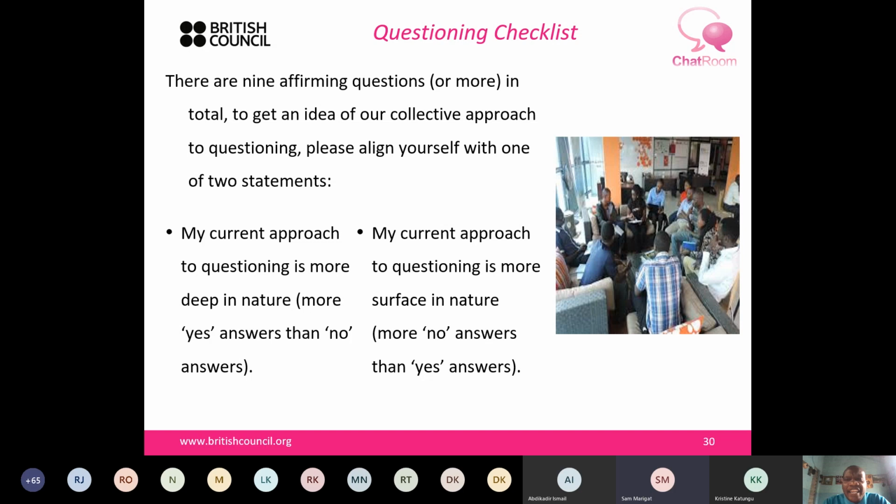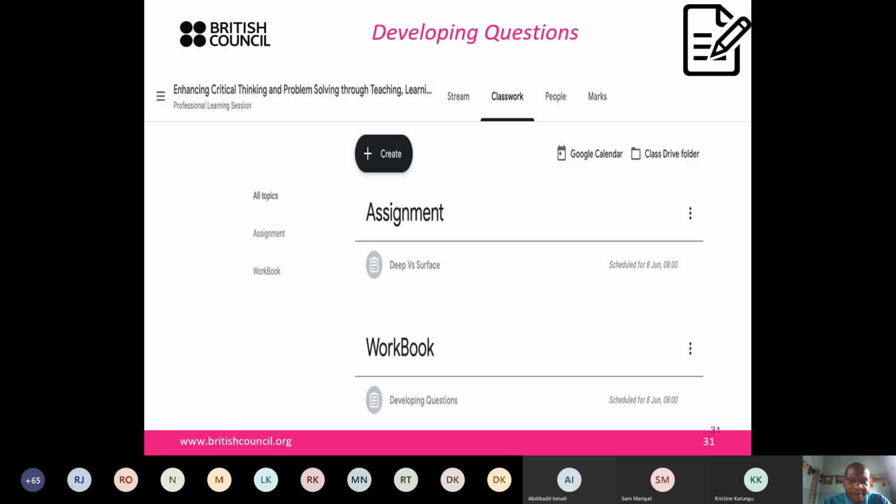So you find that the 9 questions are now 10 for you, and maybe the list will be 15 or 20. It helps you to support the learner. So the number of yeses means that your questioning is deeper. If you have more no responses, it means your teaching approach is surface. So this is a reflection of what we do in questioning, because questioning is an approach which facilitates deep learning.